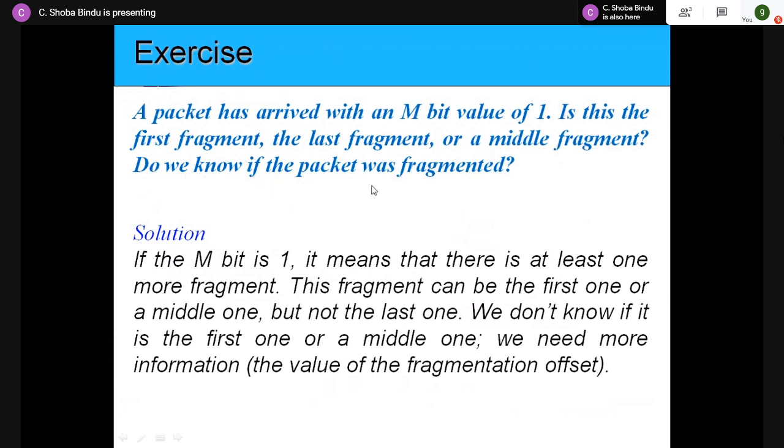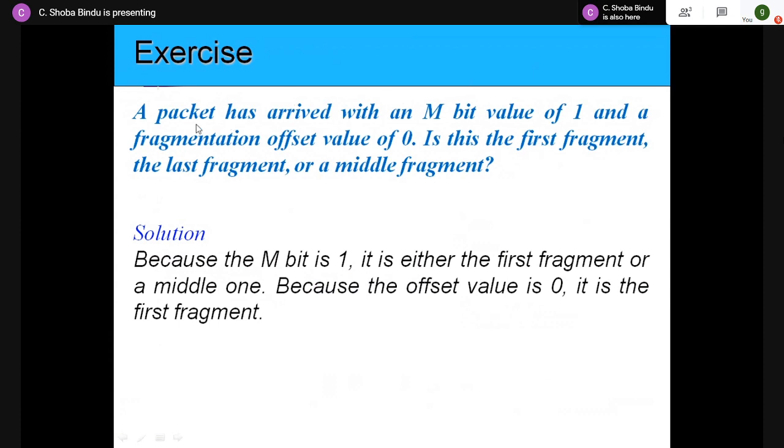Do we know if the packet was fragmented? Here, as the m value is 1, it indicates that there are a number of fragments. So it is fragmented, that we can come to know. But we cannot decide whether it is the first fragment or the middle fragment. It cannot be the last fragment because for the last fragment, the m bit has to be 0. So it cannot be the last fragment, but it can be the first fragment or the middle fragment. That also cannot be decided from this.